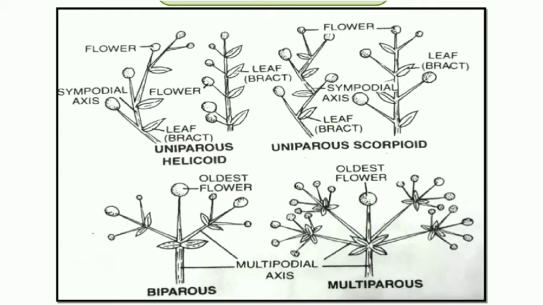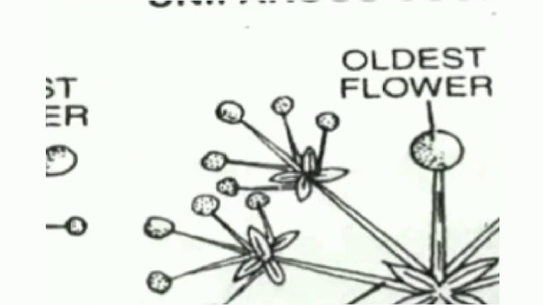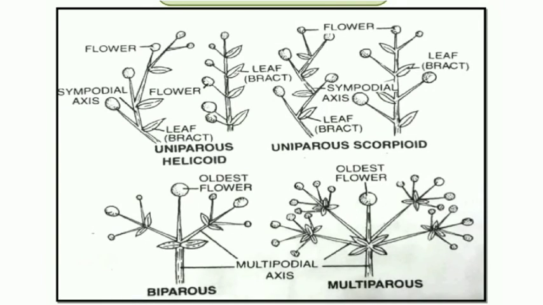Okay, the last type of cymose is multiparous. See, this is the oldest flower. Below this flower, four branches are produced. Four small branches are produced. So, these four branches will form four different flowers.